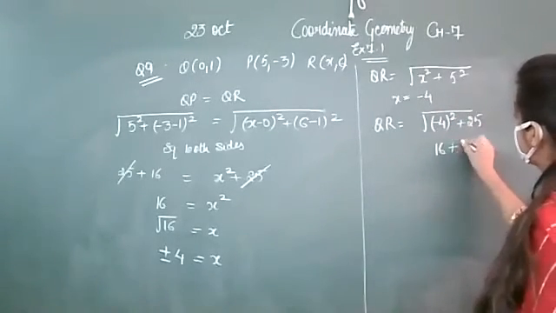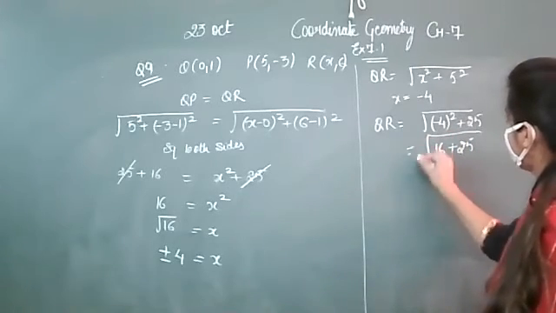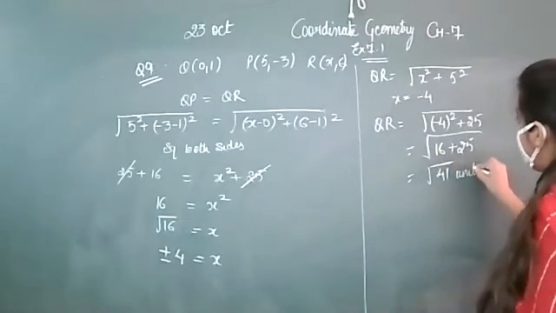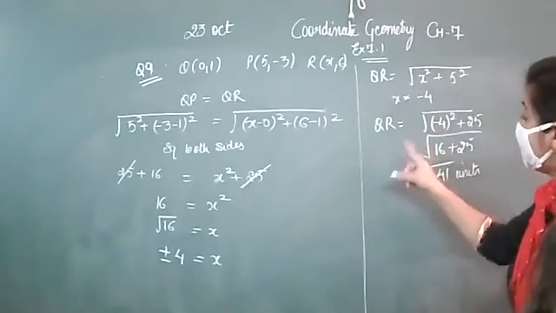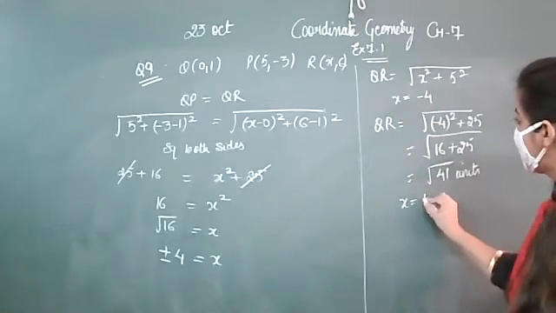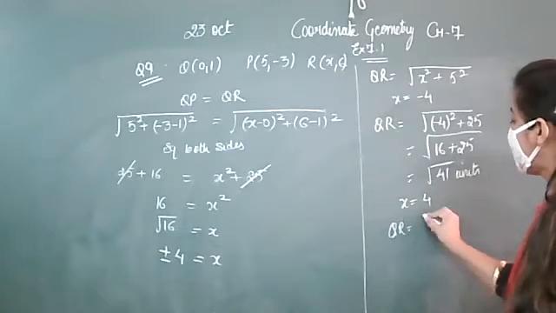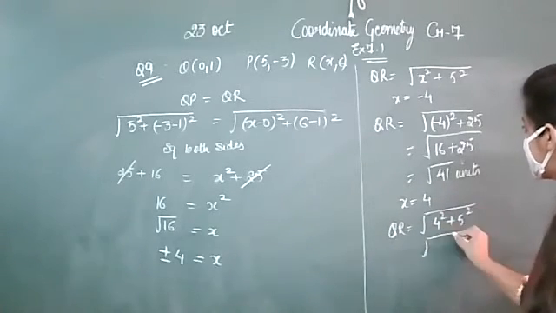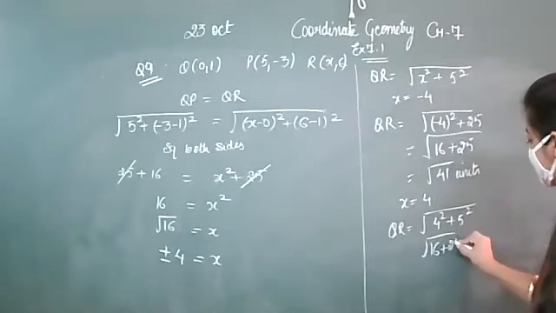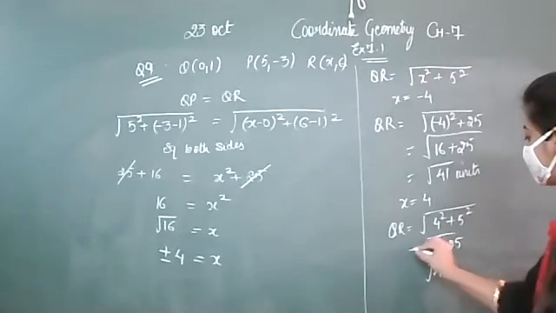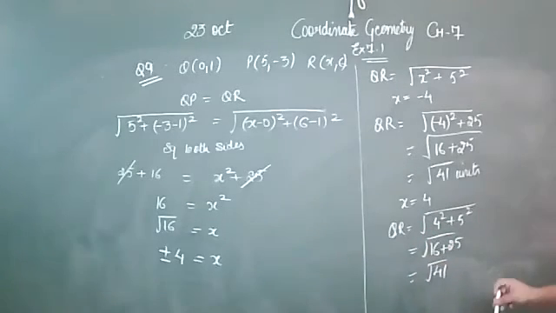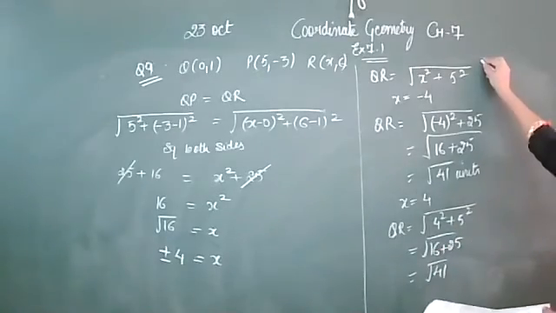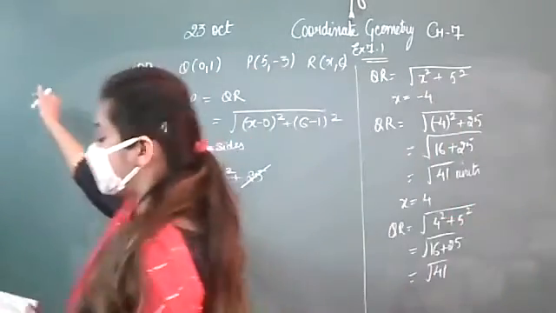So this will give you 16 plus 25. That is 41 units. So you are getting the value of QR as 41. And instead of negative, if you take positive sign here, the value of QR is again 4 square plus 5 square. That is again 16 plus 25. That will give you under root 41. So in both the situations, you will get the same answer. Is it okay?